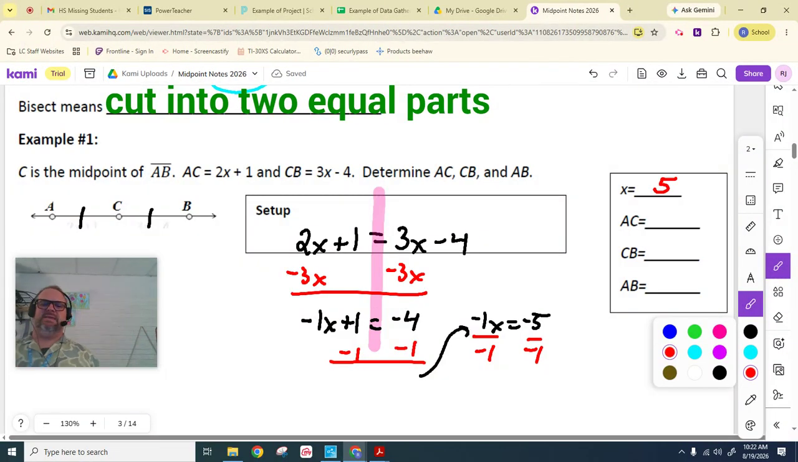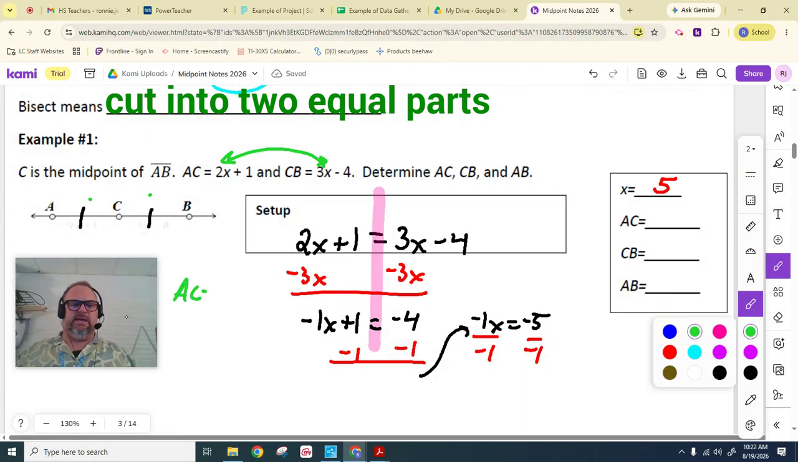Now, I would sit here and I would think about this. These two things are equal. I could actually use either one of these statements to plug it into to find the next two things because they're the same. Okay? I would try to choose the easiest one. All right? And for me, the easiest one would be AC.